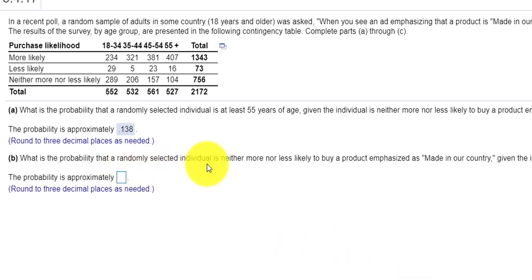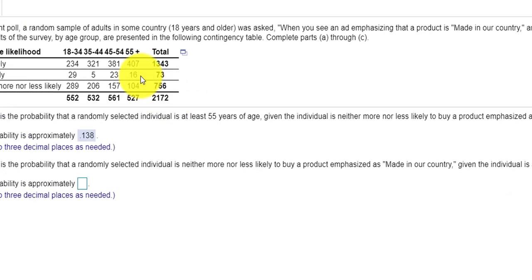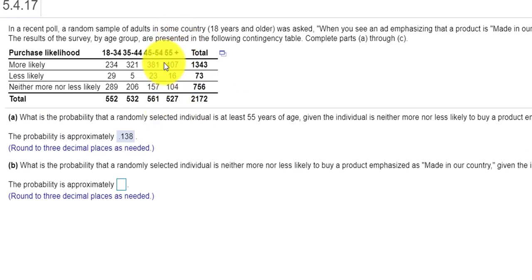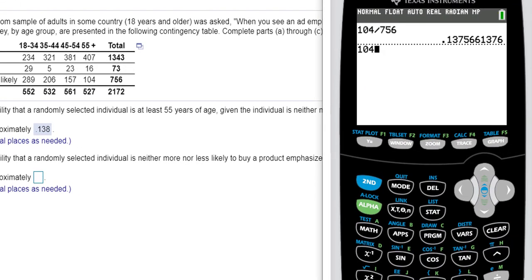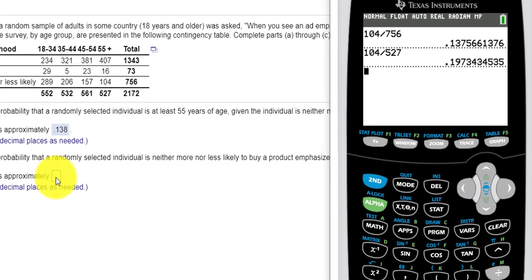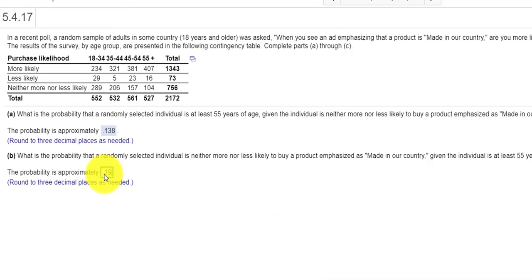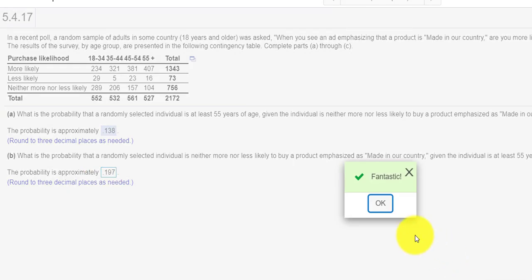Next, the probability that someone selected is neither more nor less likely to buy the product, given that they're 55 and over. These are all the people that are 55 and over, a total of 527. Given neither is 104 out of 527. So we would do 104 divided by 527, and we get 0.197. Check answer, and we get the fantastic.